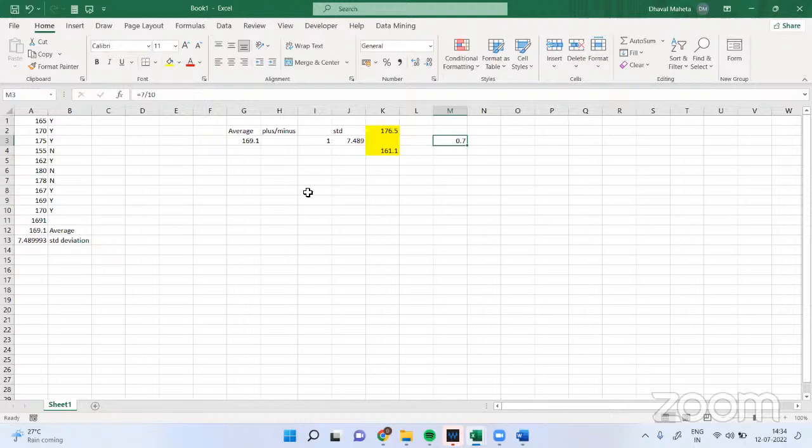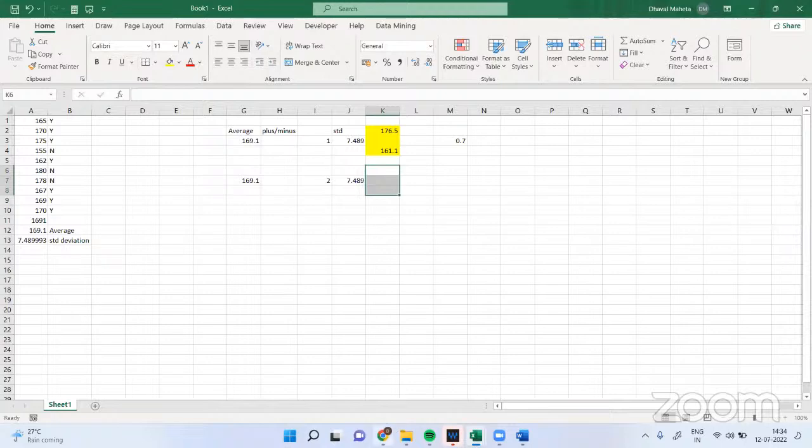0.7. Now, I will repeat this similarly for 169.1. Everything will remain the same, but the only thing which will change is 2 standard deviation. So, first I will multiply this 7.489 with 2 and then add it and then subtract it. I will get the new range bound. Is it clear? Yes, sir.